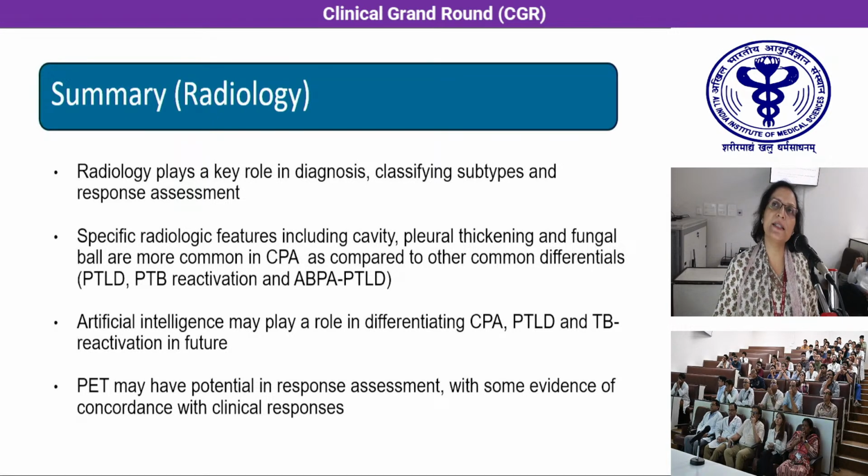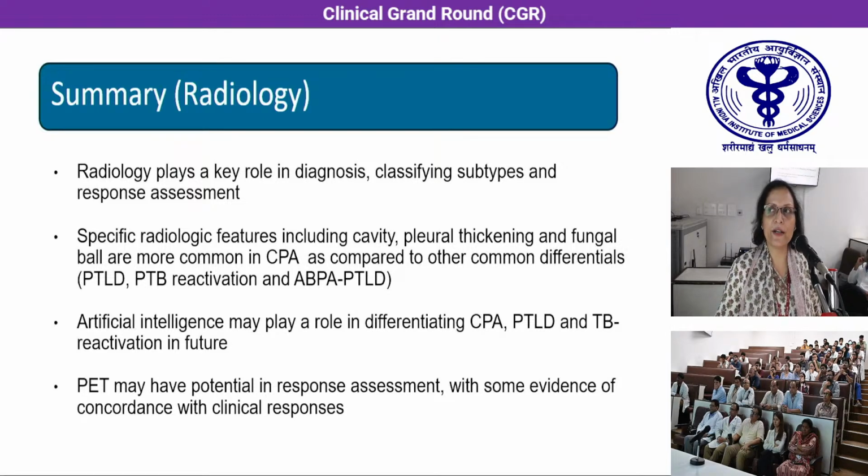So to summarize, we can say that radiology plays an important role not only in diagnosing but also in classifying subtypes and in response assessment, apart from providing a roadmap for further invasive and partially invasive investigations like bronchial artery embolization and CTBA. Specific radiological features include cavity, pleural thickening, fungal ball. These are more commonly seen in CPA as compared to the other differentials, which are post-tubercular lung disease, reactivation of pulmonary tuberculosis, and ABPA.